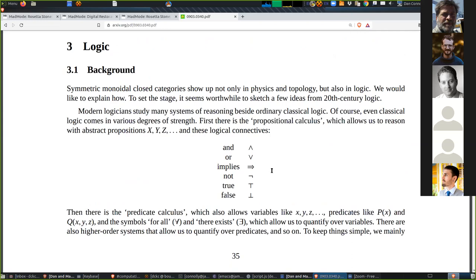Time check. I do have a constraint at the top of the hour. The rest of you are welcome to continue, but I have 30 minutes remaining. Same. Sounds good.